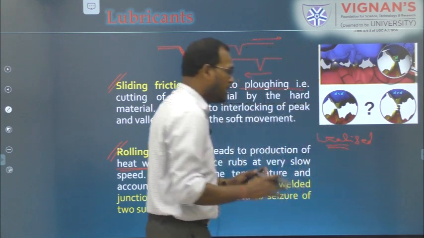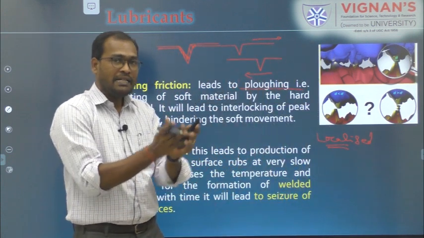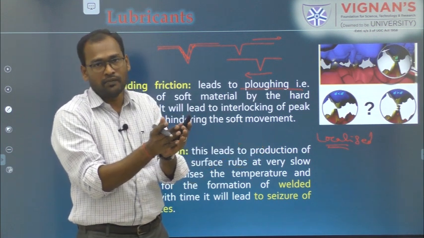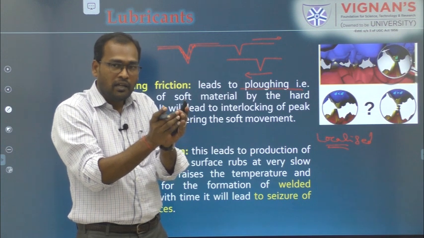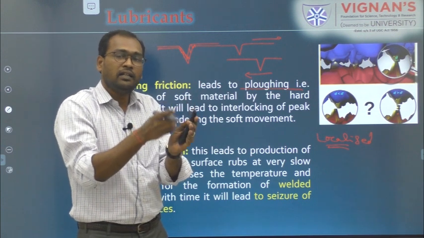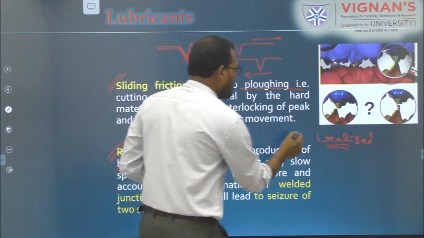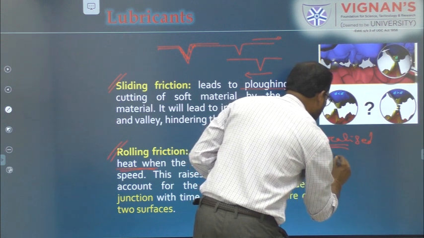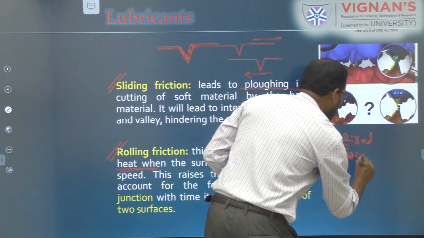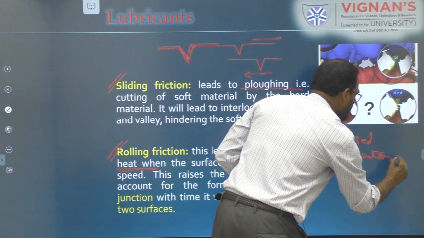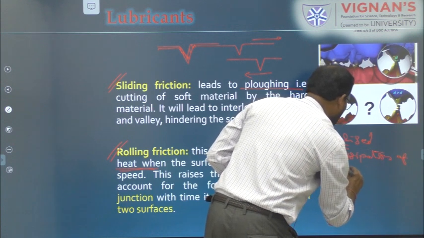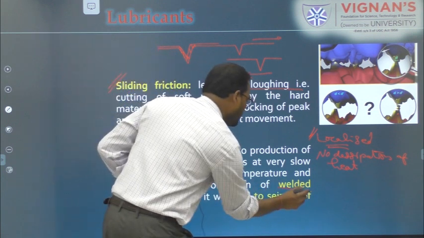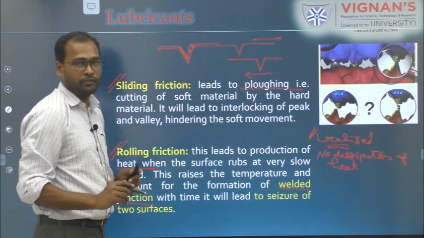Localized in the sense the heat generated will not be dissipated to the overall surface, it will be contained in that place itself, so that the heat will make the material get heated up very fast, right? So because of this localized heating and no dissipation of heat, what happens? It forms a welding junction, right?